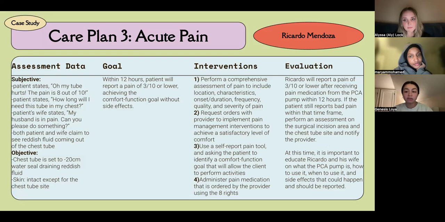And we want Ricardo to report a pain of 3 out of 10 or lower after receiving pain medication from the PCA pump within 12 hours. If the patient still reports bad pain within that time frame, we will perform an assessment of the surgical incision area and the chest tube site and notify the provider immediately. At this time, it is important to educate Ricardo and his wife on what the PCA pump is, how to use it, when to use it, and what side effects could happen and should be reported.